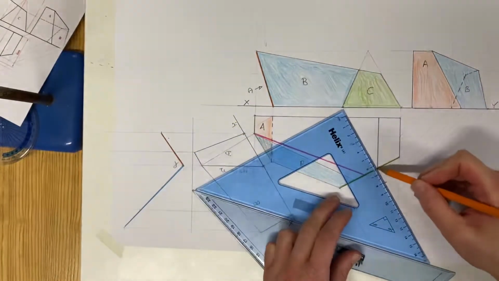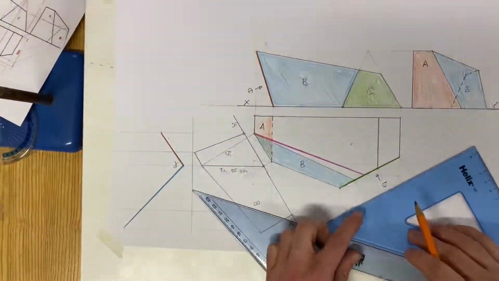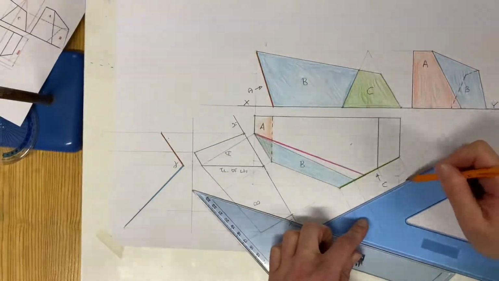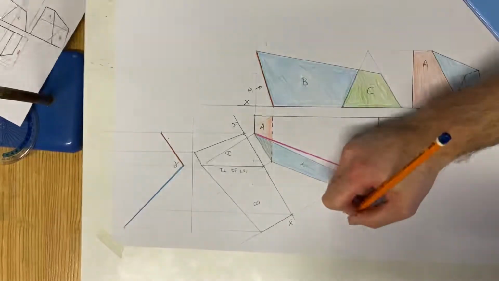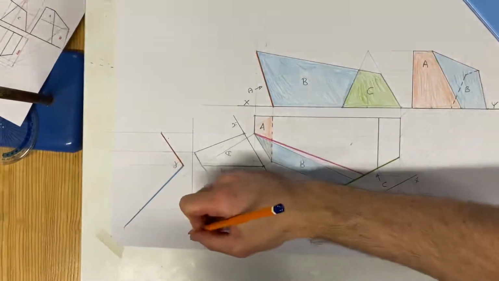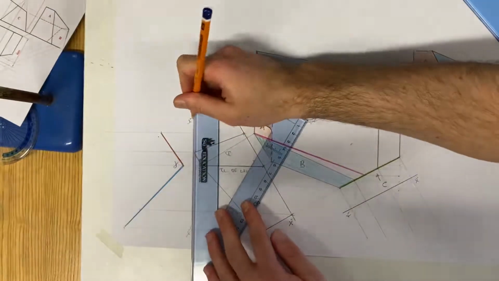And then I have that point there and that point there. Take my X1, Y1 there. I'll just mark that as my X2, Y2 as well. And just draw that in heavy.